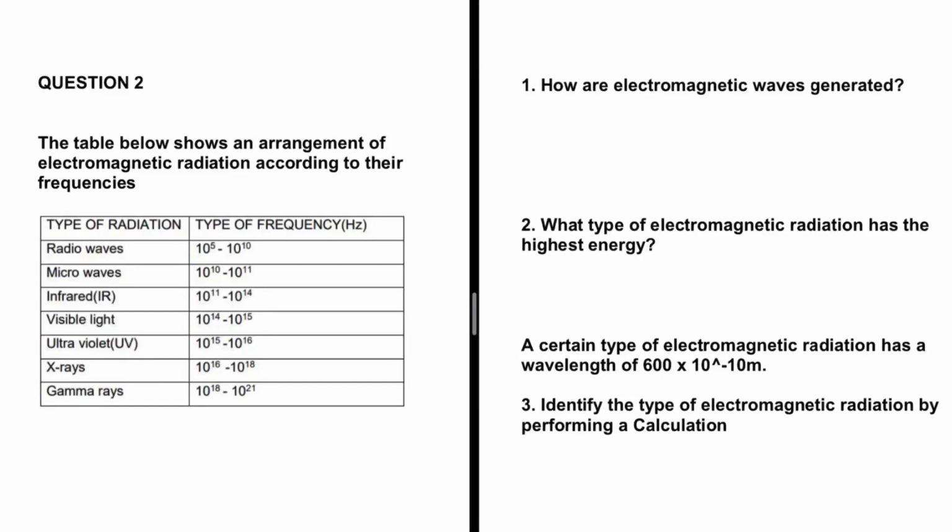This question looks very similar to the one we just solved before. But let's go ahead and take a look and see what happens. So we're given the same exact table that shows an arrangement of electromagnetic radiation according to their frequencies. And the first question, how are electromagnetic waves generated?